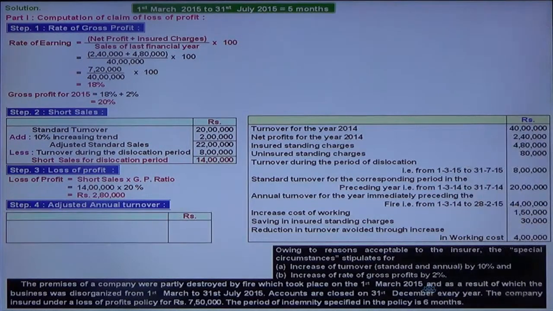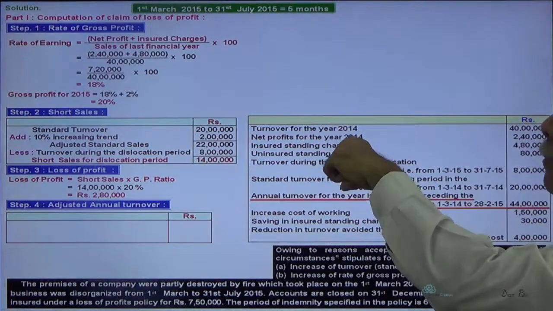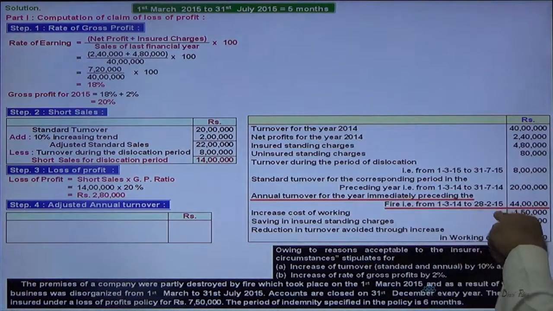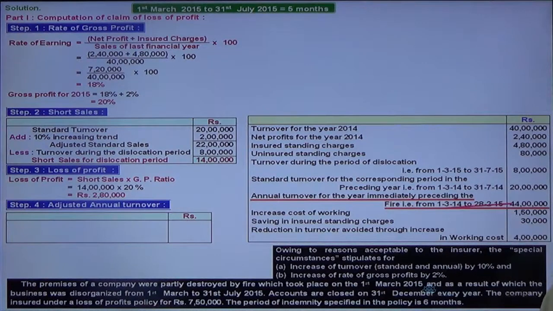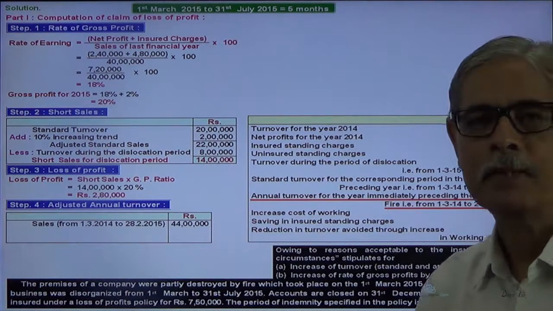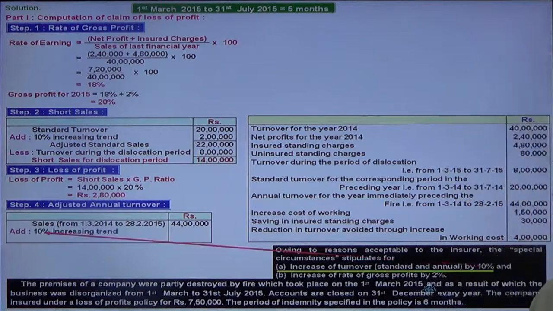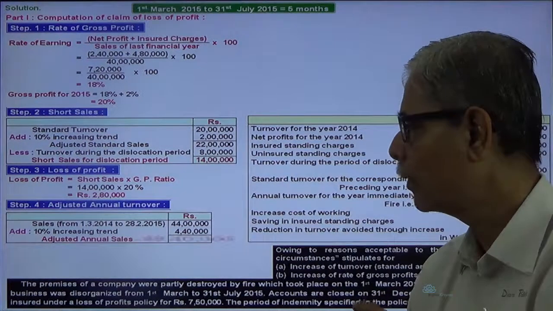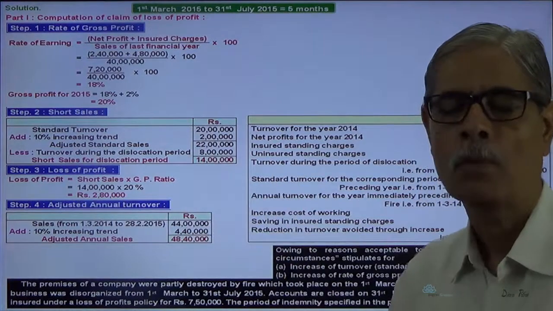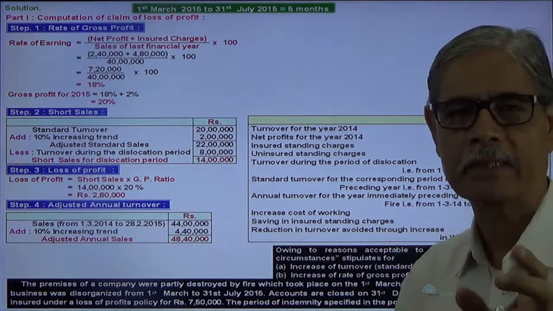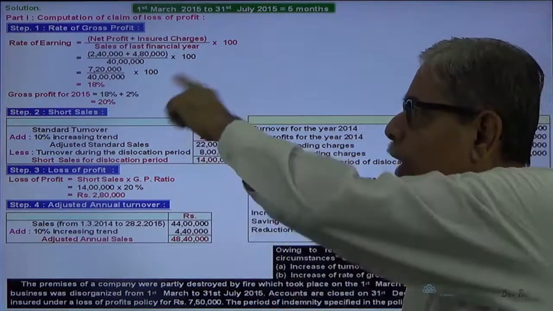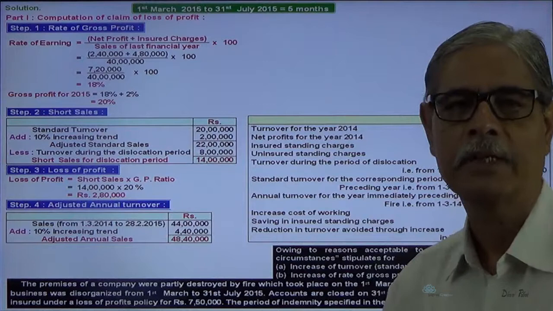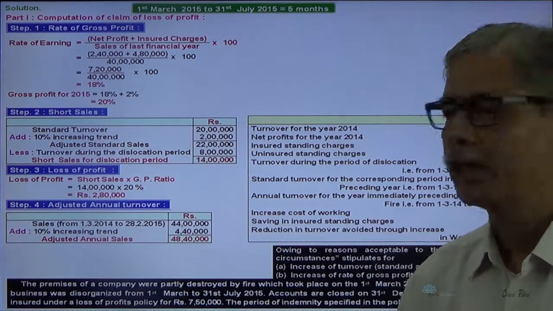Here you are given the turnover for 12 months till the date of fire. Date of fire is 1st of March and up to 28th of February 2015 the turnover is 44 lakhs, which is subject to rise by 10% as I told to you. So expected adjusted annual turnover is 48,40,000. Now 48,40,000 is the adjusted annual turnover to which you should apply 20% rate of profit; that will give you the amount of policy that you should have taken.